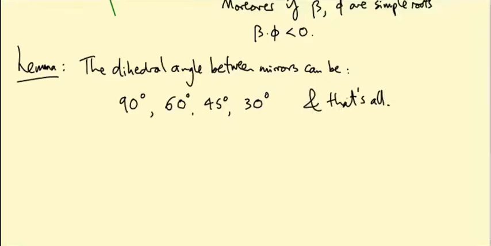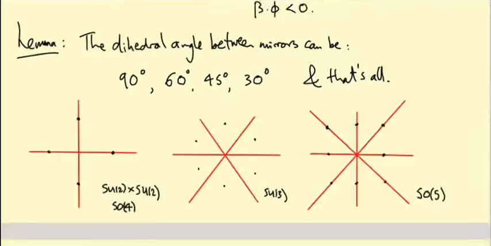So I'll prove this lemma in another video. It's not a difficult proof, it's actually a really nice proof. But what I want to do first is give you some examples of root systems which do have these dihedral angles, just to see that they all occur. Okay, so here are my examples.